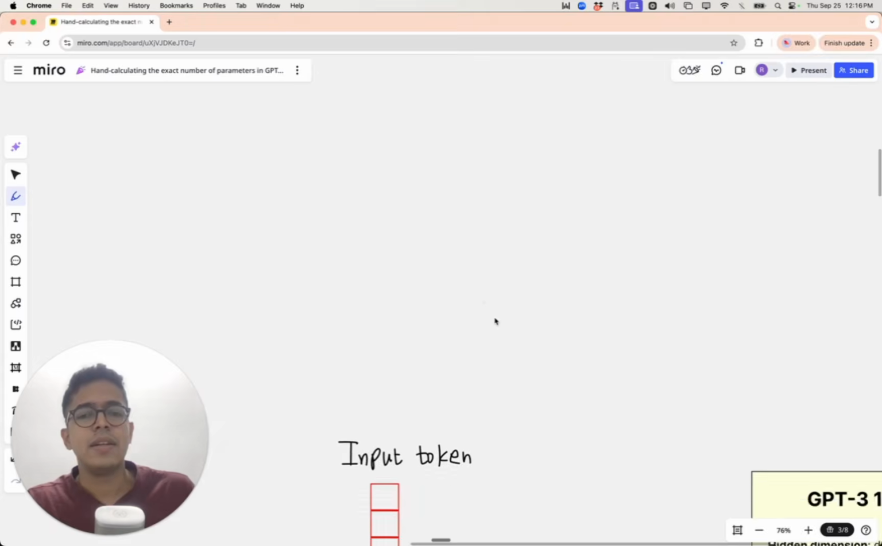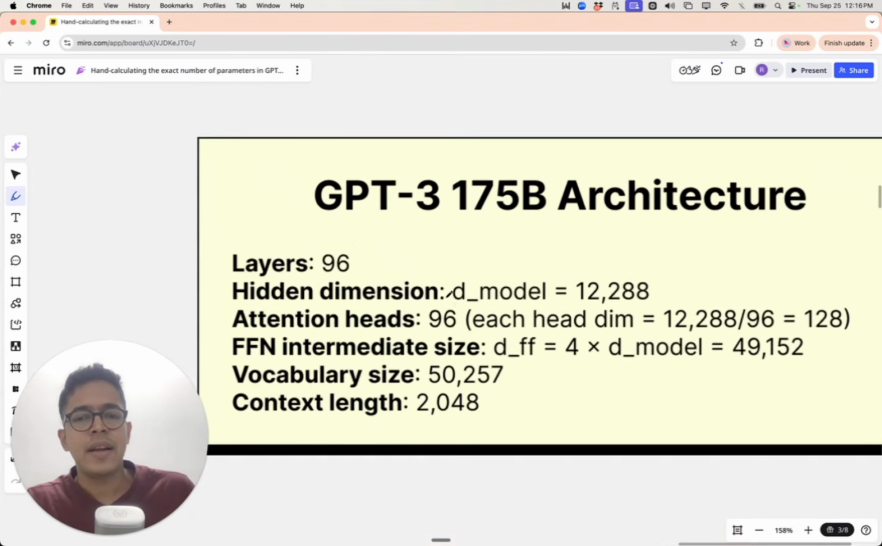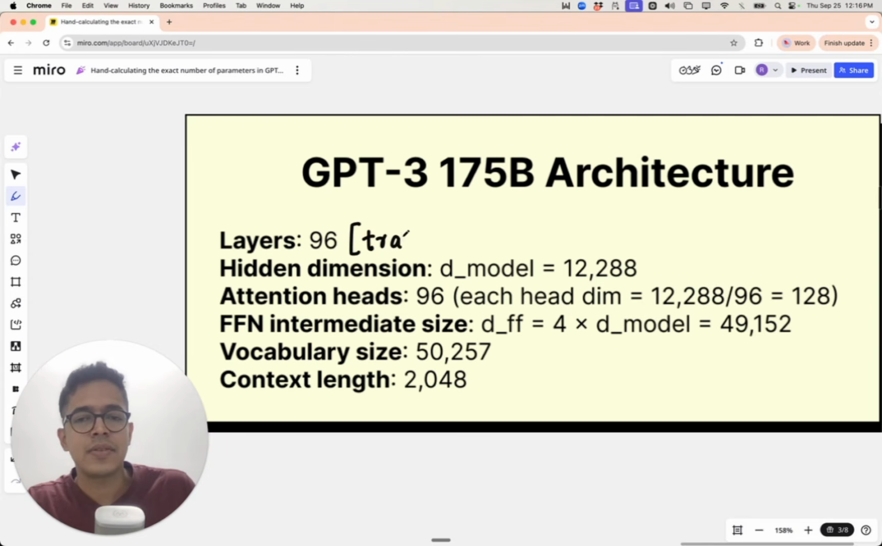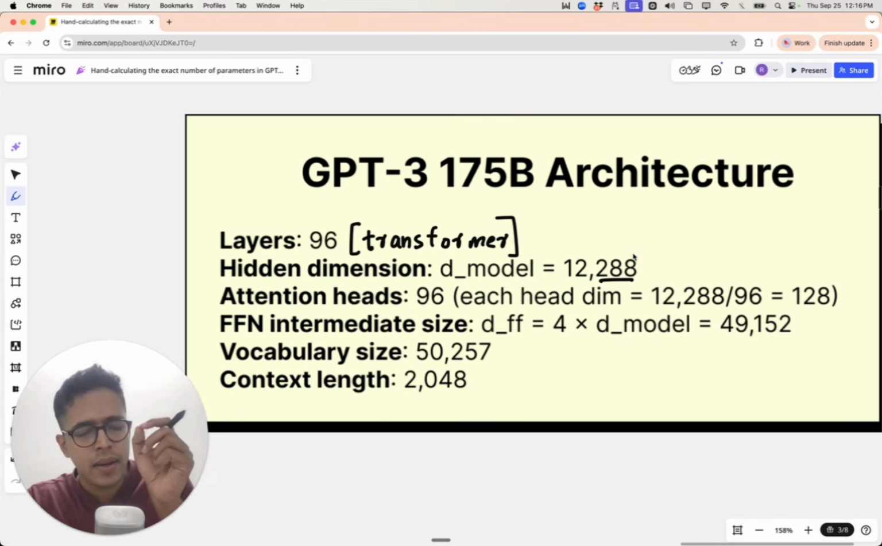Let us look at the input part. GPT-3 with 175 billion parameters has the following architecture. It has 96 layers. What does this mean? It has 96 transformer blocks in series. The token, which could be a word or a subword, is represented using vectors of 12,288 dimensions. So each token is represented by a vector of these many dimensions.